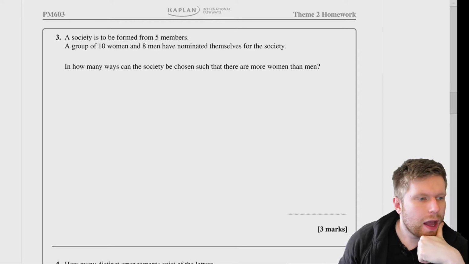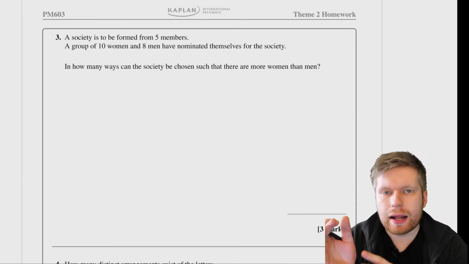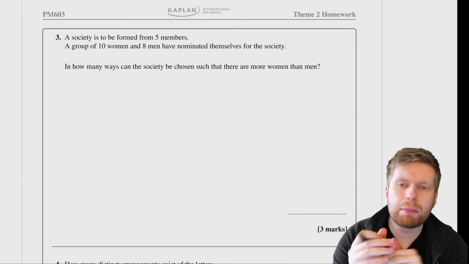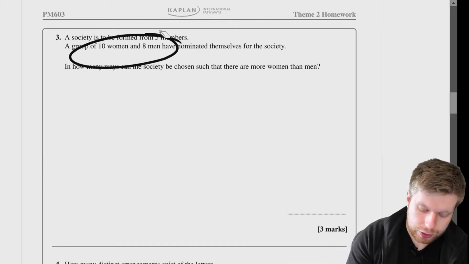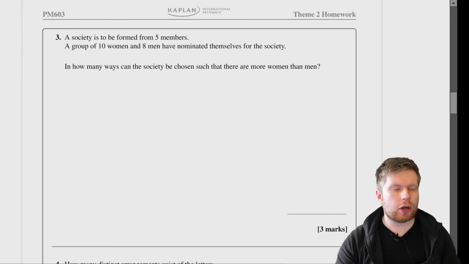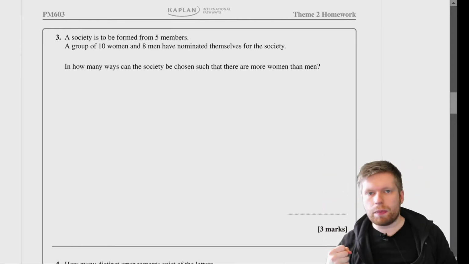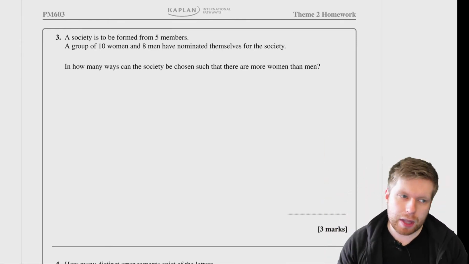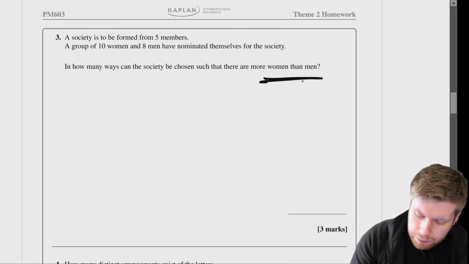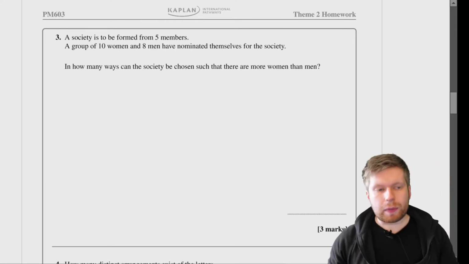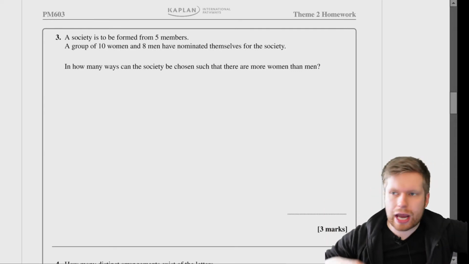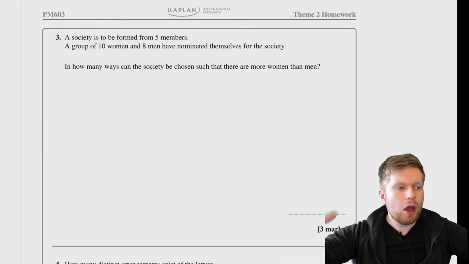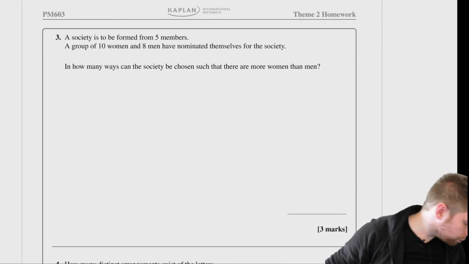Okay, now first things first. We need to think here, we're not actually ordering these people. So we're just simply selecting people from this group of, in total, 18 people. So 10 women, 8 men, 18 people in total. We're just selecting 5 of them to go forward to be members of the committee. However, we want there to be more women than men. Because we're selecting them, we're not arranging them, we're not putting them into any kind of positions like chair or treasurer or secretary or anything like that. We're just simply selecting them.